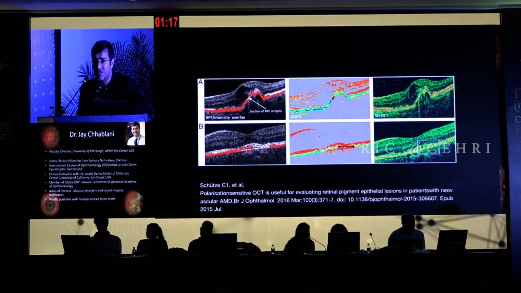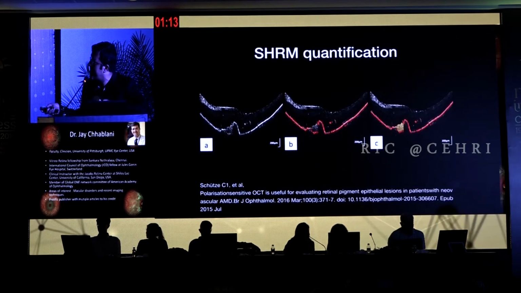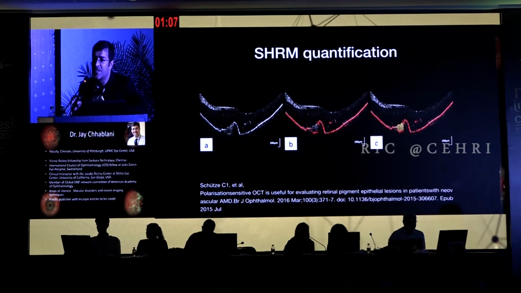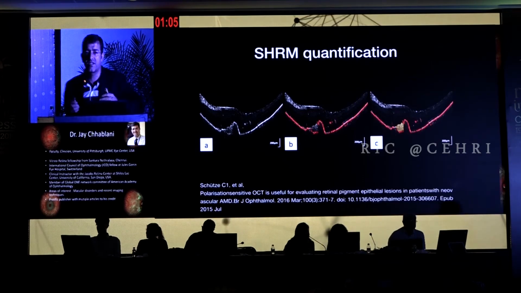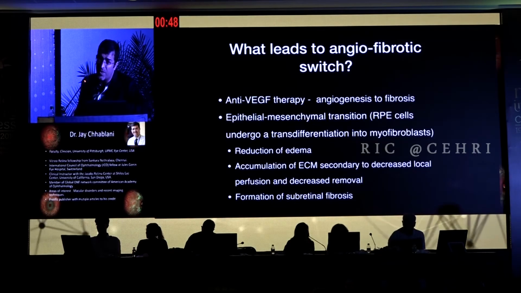So can we use this polarization sensitive OCT? And you will see this is a very good example where they are trying to demarcate the SHRM area, which is different than the RPE. So it is very difficult on any cross-sectional imaging in a structural OCT way to differentiate between the RPE signal and the SHRM signal, because sometimes it is almost overlapping. But in this image, you can clearly see that the SHRM can be identified separately from the RPE. So now we know that the SHRM has happened.